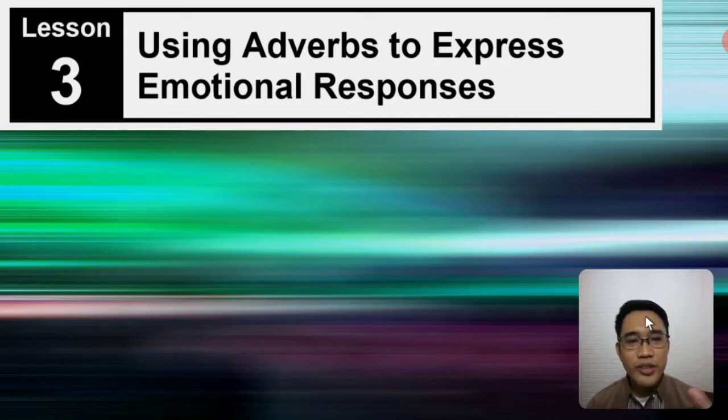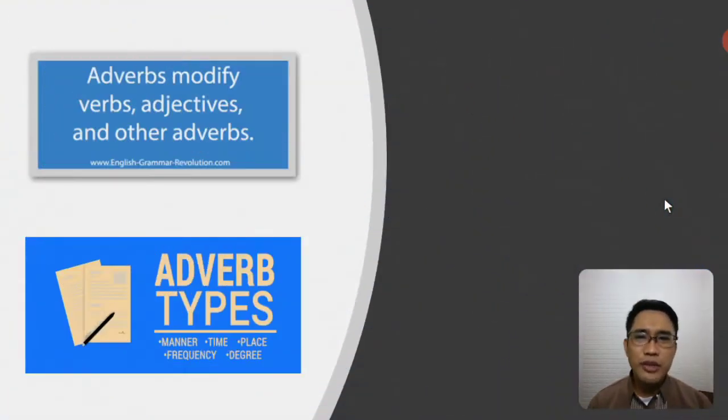Let's talk about the third and the last part of speech that we will talk about in this module, and that is adverb. How can we use adverbs to express emotional responses? Well, what are adverbs in the first place? Adverbs modify verbs, adjectives, and other adverbs. If adjectives modify nouns and pronouns, adverbs modify verbs, adjectives, and other adverbs. And there are different types of adverbs: manner, time, place, frequency, and degree.